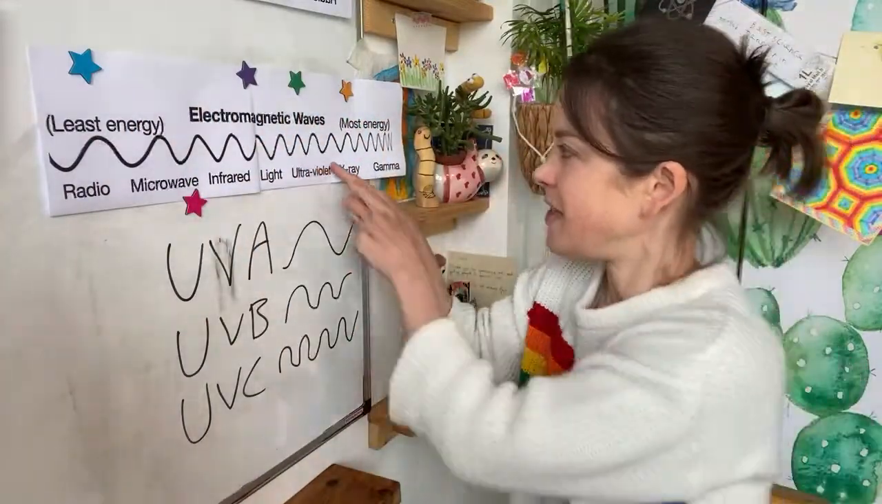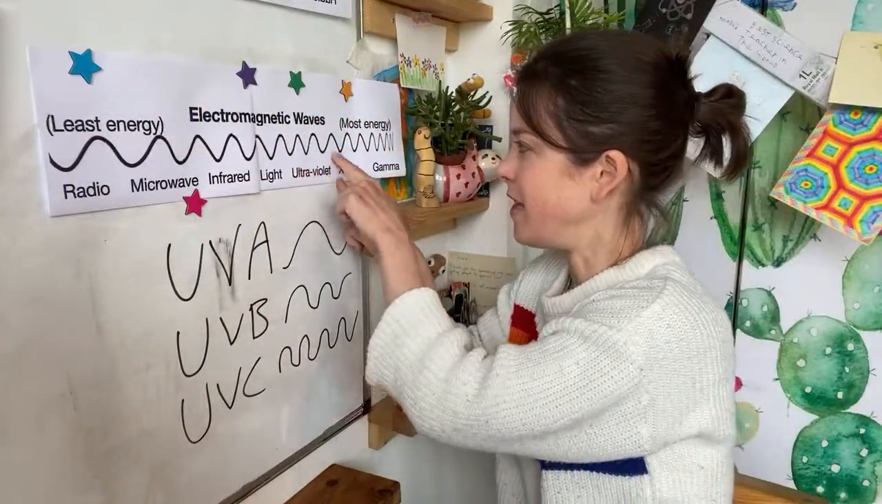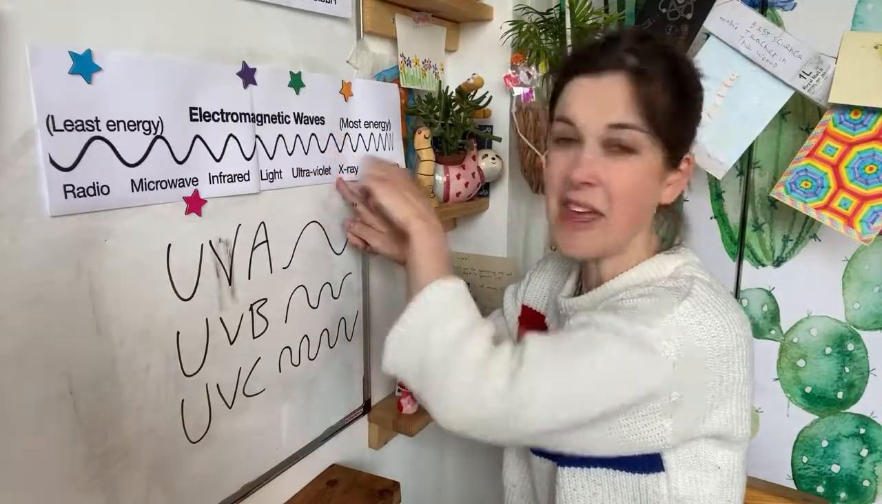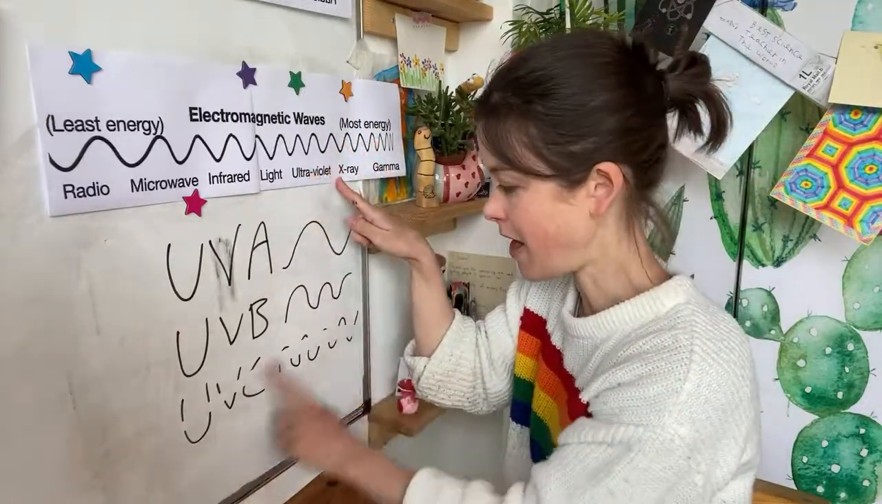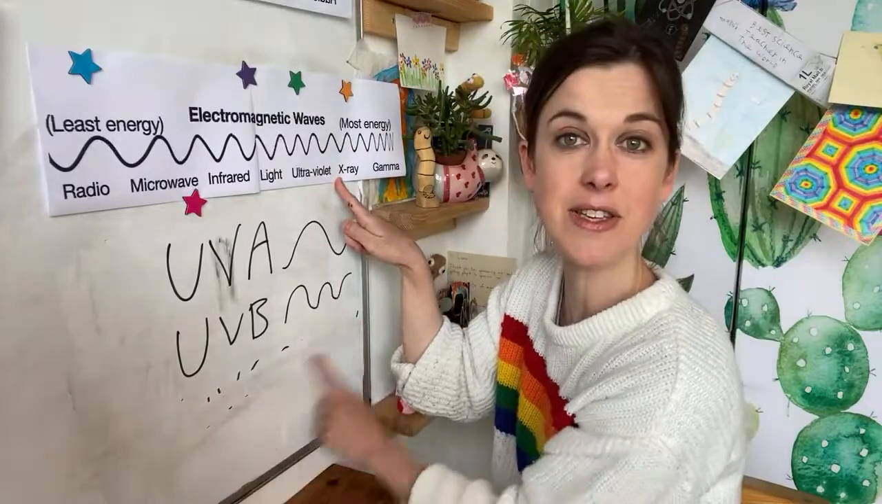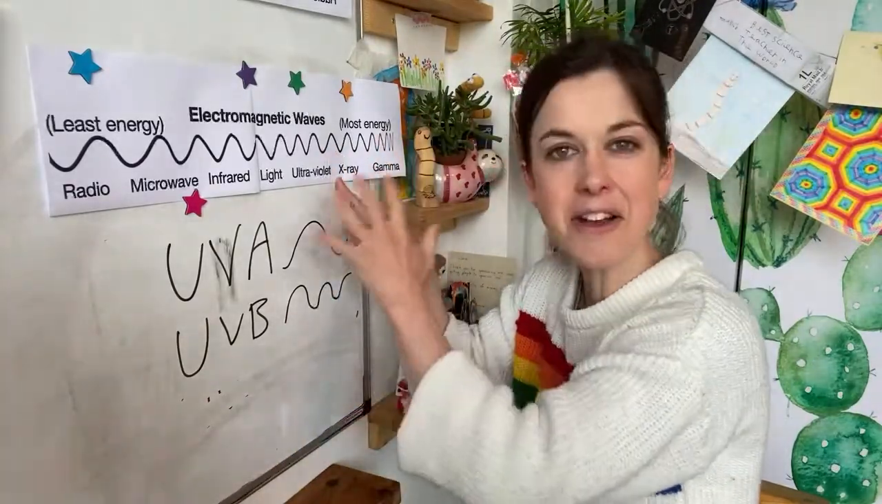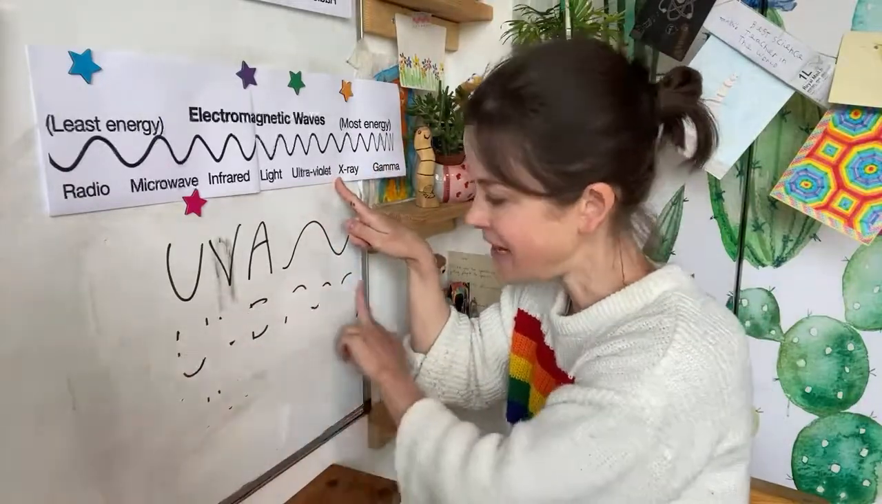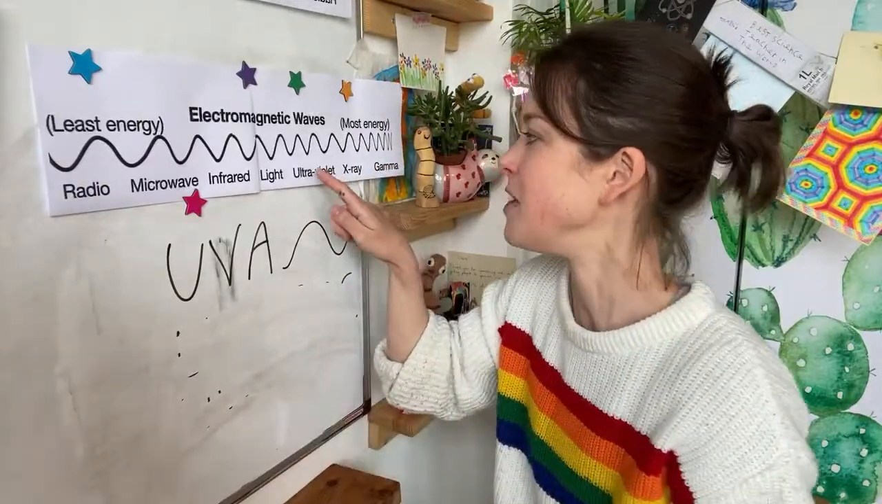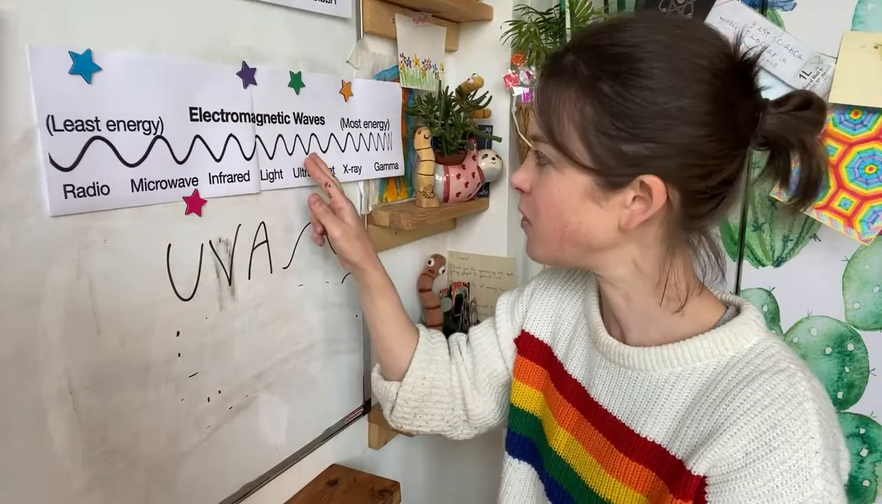So UVC waves, ultraviolet C, are kind of up here near gamma, so they can't get through Earth's atmosphere either. Hooray! So we don't need protecting against UVC because the atmosphere is doing it for us. UVB are sort of in the middle. Hardly any of them get through either. We don't really have to worry about UVB. But UVA has quite a long wavelength.